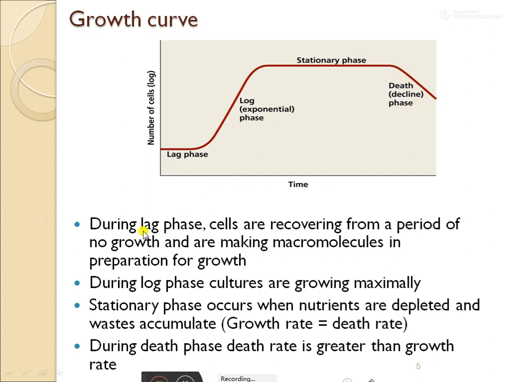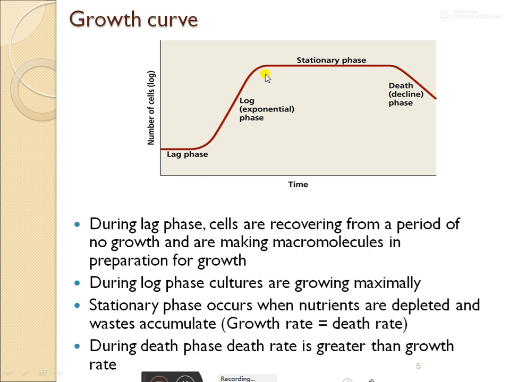In the first phase, during the lag phase, the cells are recovering from a period of no growth and are making macromolecules in preparation for growth. That means the cells are adjusting themselves for growth. They are taking nutrients from the surroundings, and adjusting to the environment for their growth. In the log phase, the cultures are growing at maximum. That means there is maximum growth of microorganisms. The cells continuously go on dividing by binary fission, and replicate themselves many times.